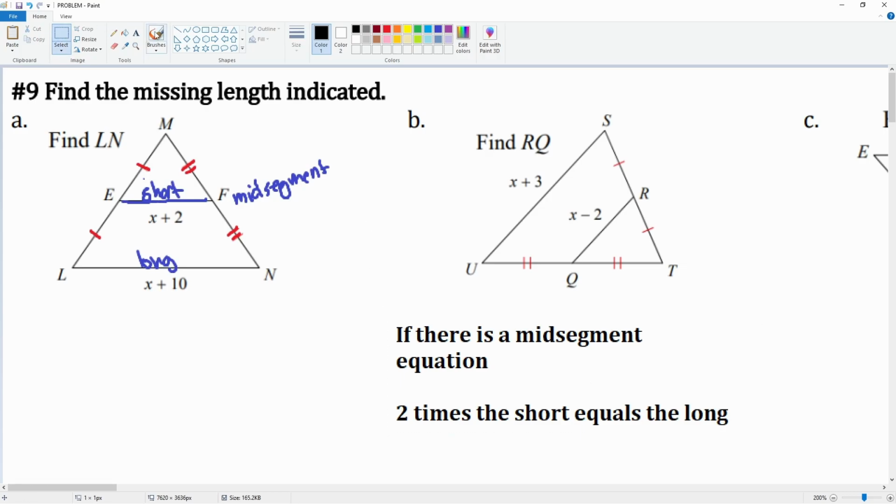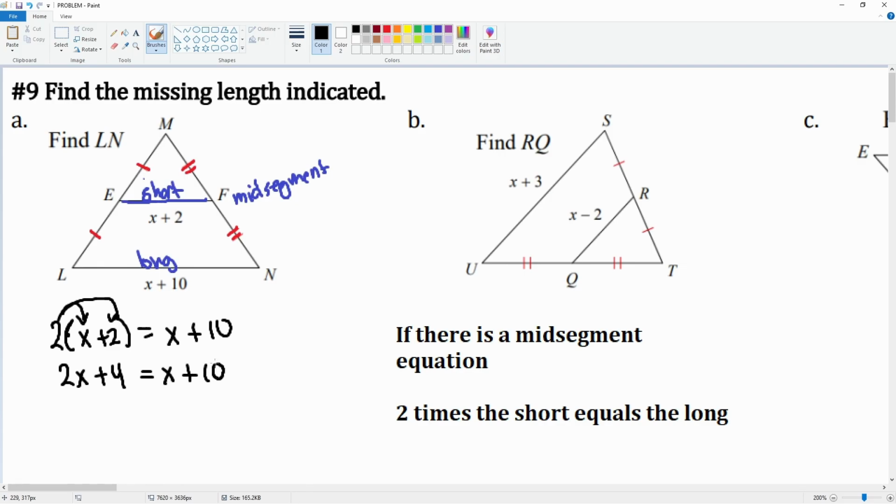If there's a mid segment, the equation you could set up is 2 times the short is equal to the long. So 2 times the short, which is x plus 2, is equal to the long of x plus 10. Distribute this in. This becomes 2x, 2 times 2 is 4, equals x plus 10. Subtract x from both sides. You get x plus 4 is equal to 10. Minus 4, you get x is equal to 6.